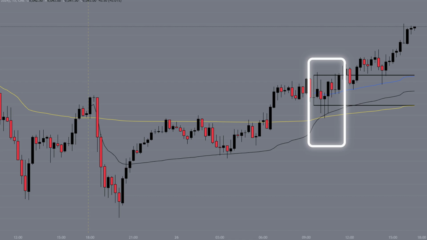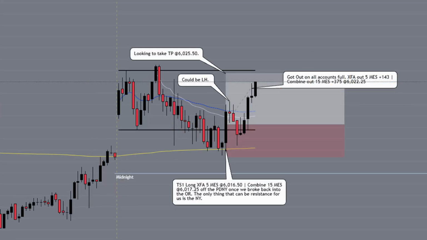So after this 15-minute bar closes, I can get in, which I do. Since this is an inside the opening range trade, I want to trade from the bottom of the range to the middle of the range.